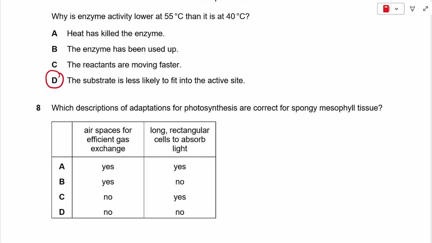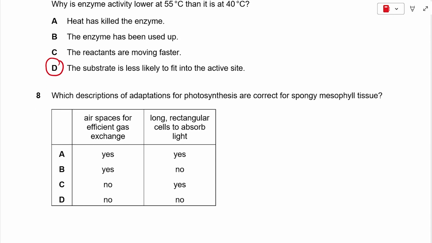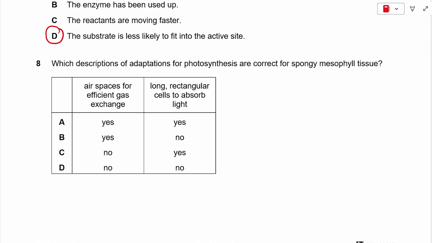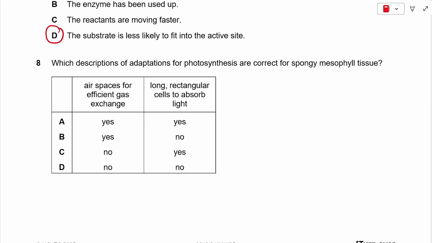Question 8 says, which description of adaptations of photosynthesis are correct for spongy mesophyll tissue? Alright, so we have 2 columns here. Air spaces for efficient gas exchange, long rectangular cells to absorb sunlight. We have to choose which descriptions of adaptations for photosynthesis are correct for spongy mesophyll tissue.